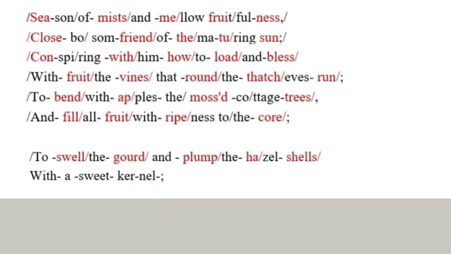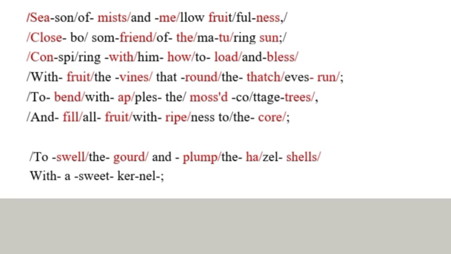Let us understand this with the help of an example. Look at the lines: season of mists and mellow fruitfulness, close bosom friend of the maturing sun, conspiring with him how to load and bless with fruit the vines that round the thatch eaves run, to bend with apples the mossed cottage trees, and fill all fruit with ripeness to the core, to swell the gourd and plump the hazel shells with a sweet kernel. Try to understand these lines.